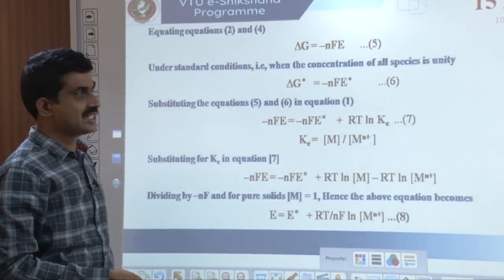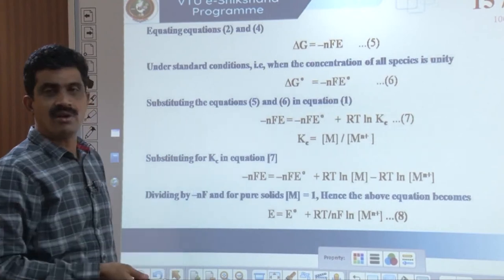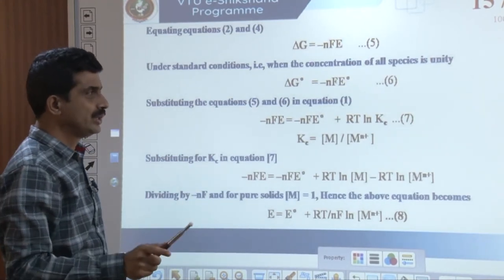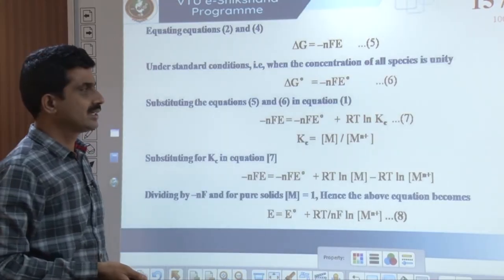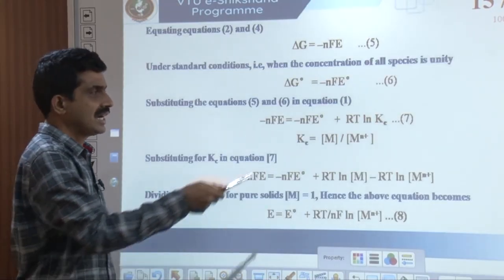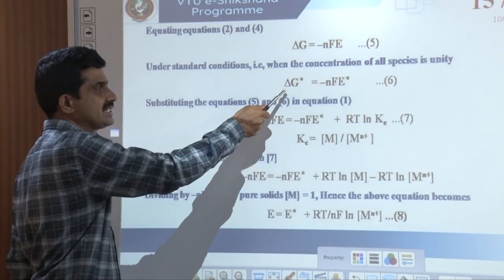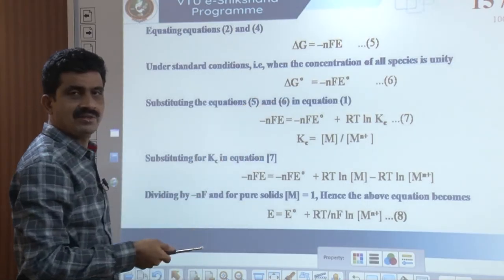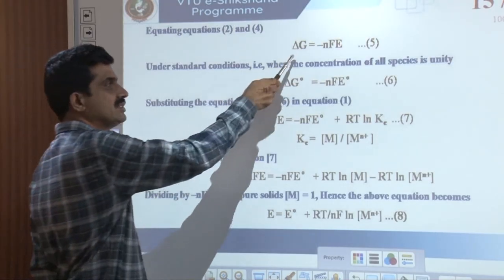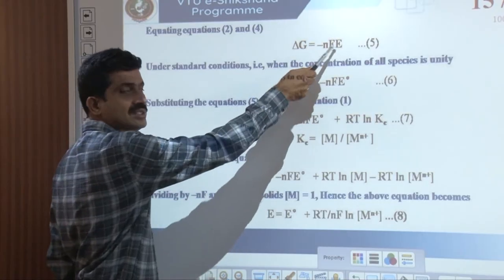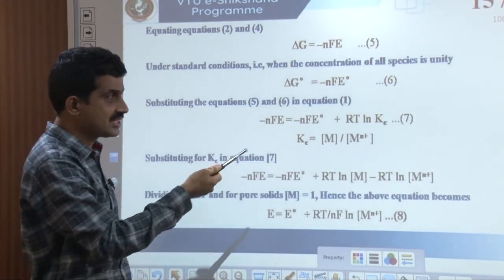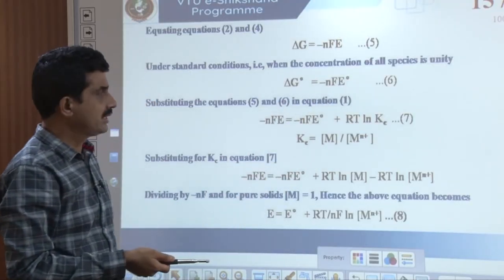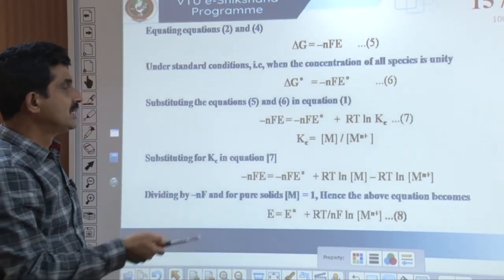Under standard conditions, when the concentrations of all the species are unity, delta G naught is equal to minus nFE naught. E naught is the standard electrode potential and delta G naught is the standard free energy change. Delta G is the free energy change, E is the electrode potential, delta G naught is the standard free energy change and E naught is the standard electrode potential.